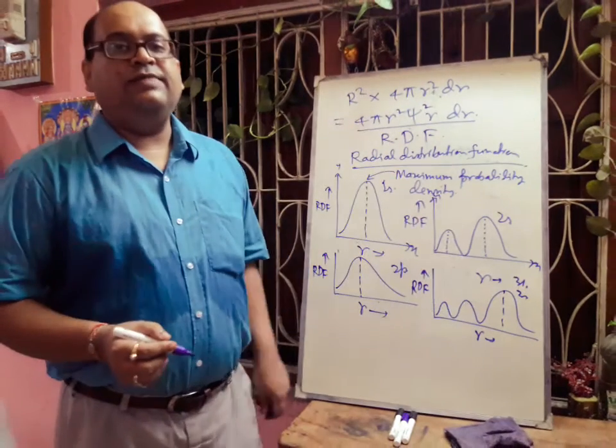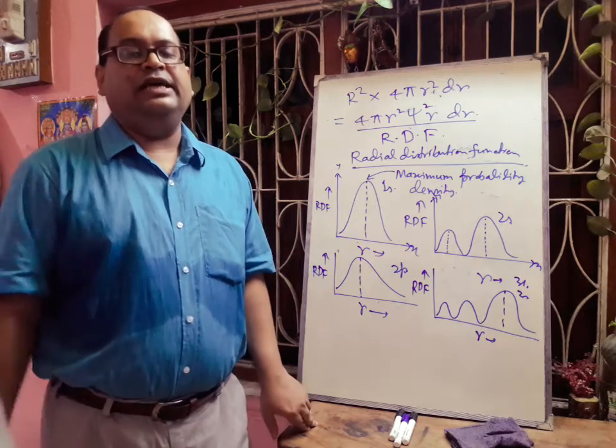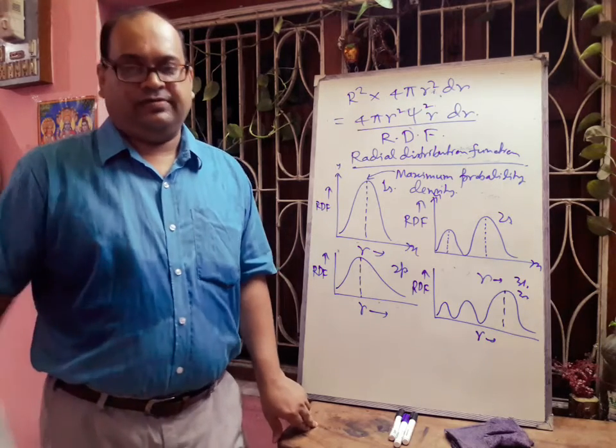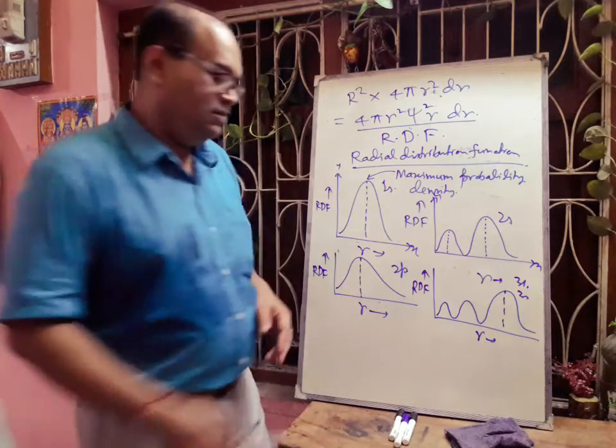Okay, in the similar way, if we draw the 3p, we will get 2 humps, and if we draw the 3d, we will get 1 hump. Okay, so in this way you have to understand this is the radial probability density function.